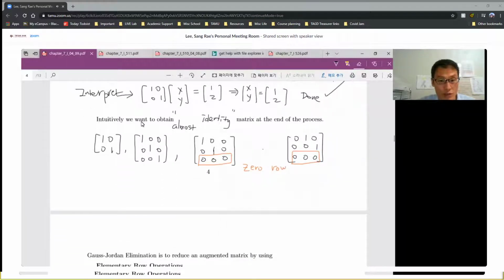Actually, our result will not always be identity, actually almost identity. So chances are you will get a matrix like this, 1, 0, 0, 0, 1, 0, 0, 0, 0, or 0, 1, 0, 0, 0, 1, 0, 0, 0. So look at the bottom rows. Those bottom rows have only 0 entries. Those rows are called the 0 rows.